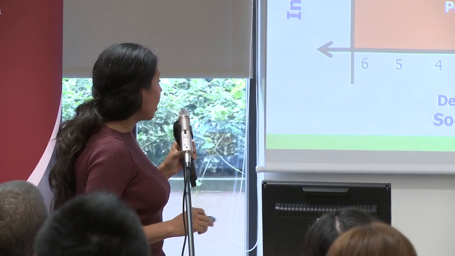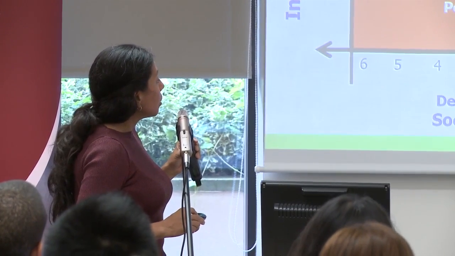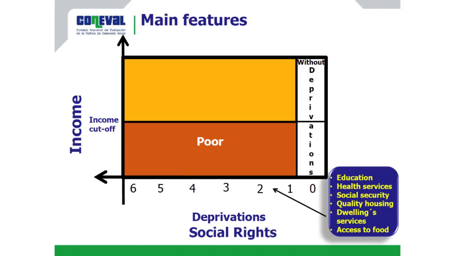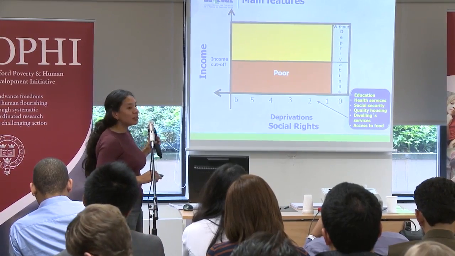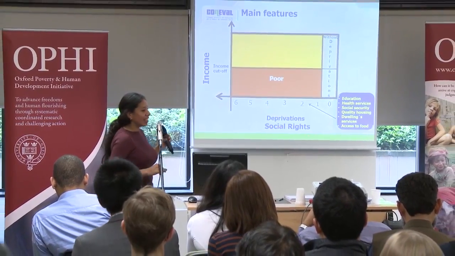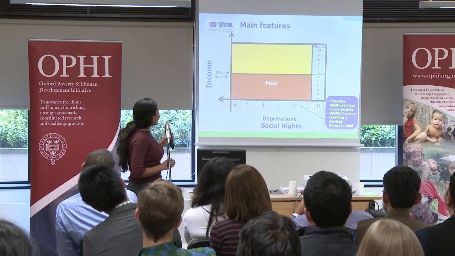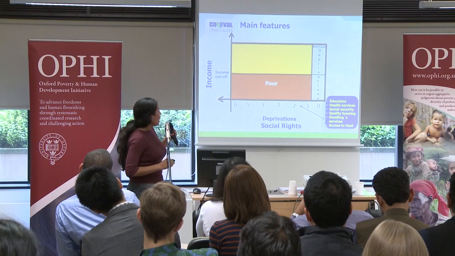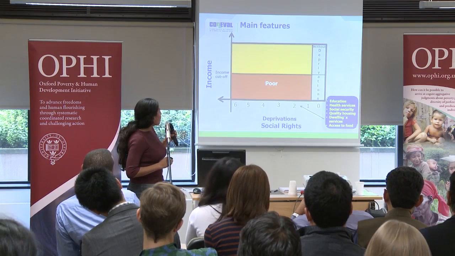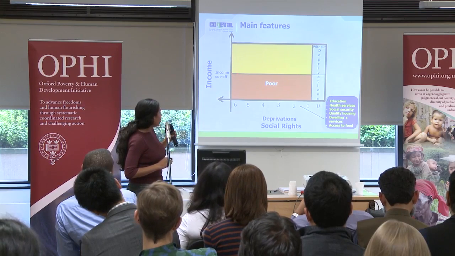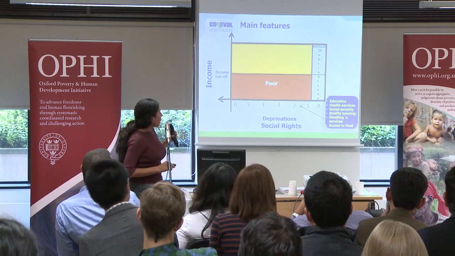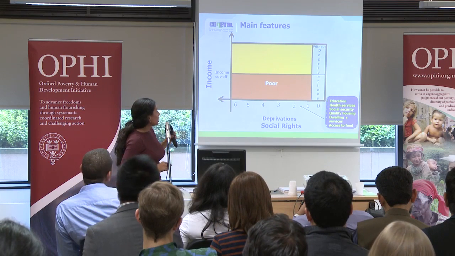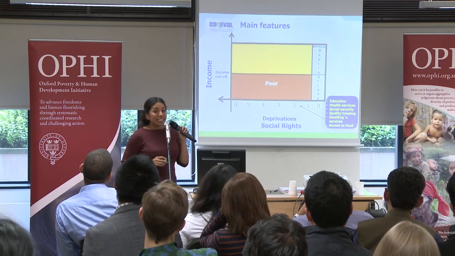So on the x-axis, or horizontal axis, we have the dimensions of social rights from 0 to 6. I know this is a different way of labeling, but it makes our understanding easier. And on the y-axis, or vertical axis, we have the income that a household earns. And this is the income poverty line. So when households earn less than this income, and at the same time are deprived in at least one or more social rights dimensions, they are considered multidimensional poor. Is it slightly clearer now?